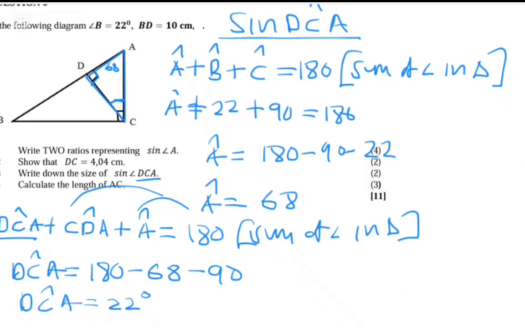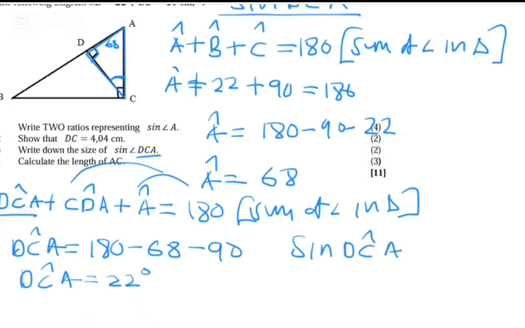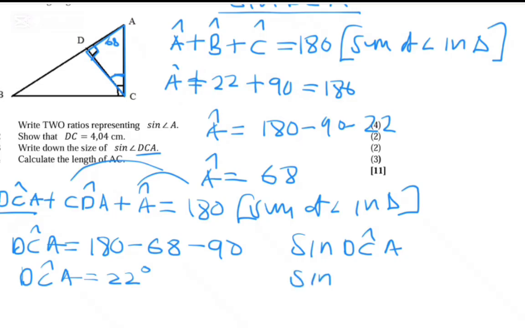So remember, our question is looking for the size of sine DCA. Now we know the angle is 22, so we can just punch this in our calculator, and we're going to get 0.37 as your answer. So this is how we find this one. It was a 2 marks question, but I think it will make sense to you. Let's just take a look at the last question.